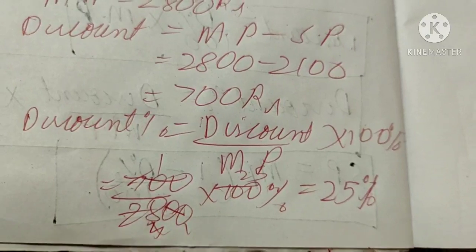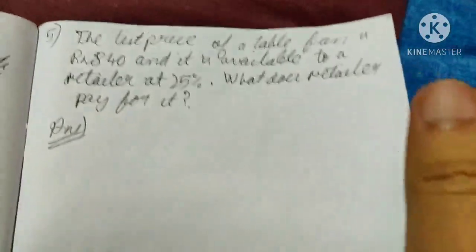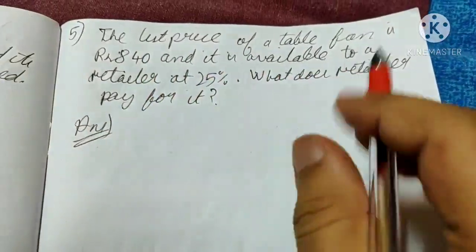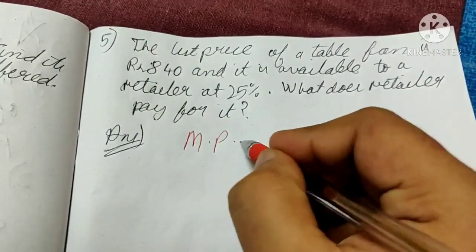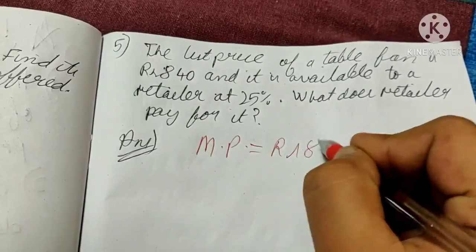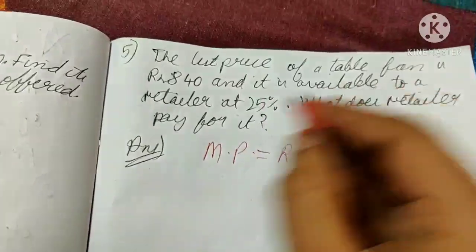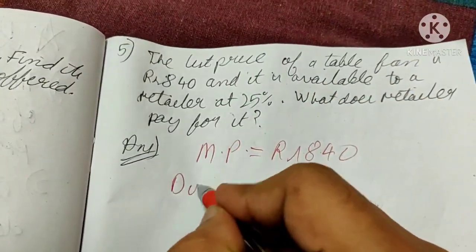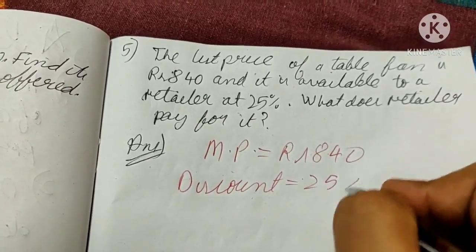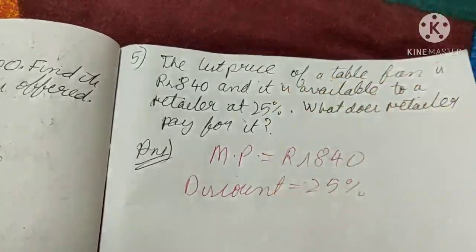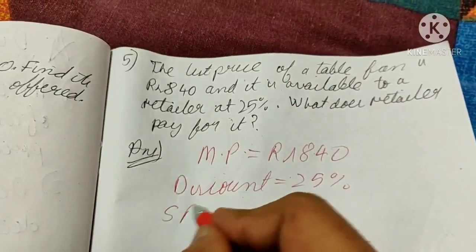So this is the discount percent here. Next question is that the list price of a table fan is 840. List price means the marked price is rupees 840, and it is available at a discount of 25%. Discount here is 25%. What does the retailer pay for it? Means we have to find the SP.